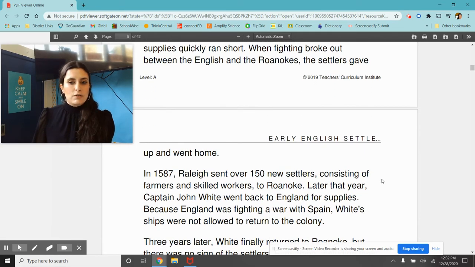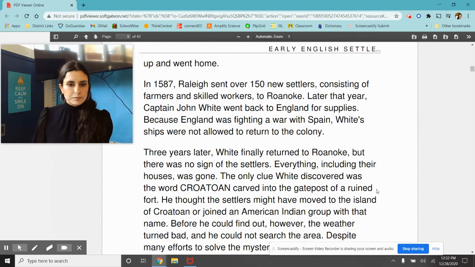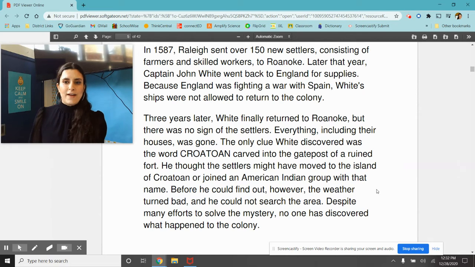In 1587, Raleigh sent over 150 new settlers, consisting of farmers and skilled workers, to Roanoke. Later that year, Captain John White went back to England for supplies. Because England was fighting a war with Spain, White's ships were not allowed to return to the colony. 3 years later, White finally returned to Roanoke, but there were no signs of the settlers. Everything, including their houses, was gone. The only clue White discovered was the word Croatan carved into the gatepost of a ruined fort.